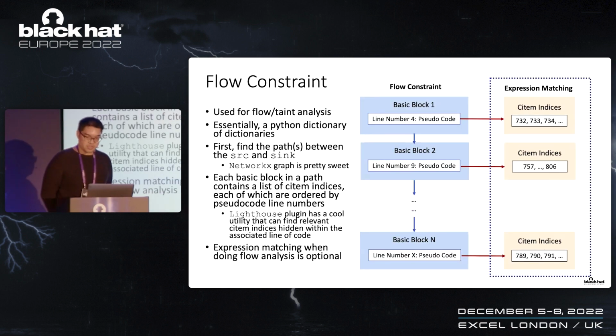Flow constraint is used to set boundaries for our flow intent analysis. Boundaries are defined by all paths from the source to the sink. Each basic block in the path contains a list of C item indices, each of which is ordered by pseudocode line numbers. And our traversal is done in that order. Additional expression matching and sanitization can be applied during the process. Essentially, it's just like a dictionary of dictionaries in the code.